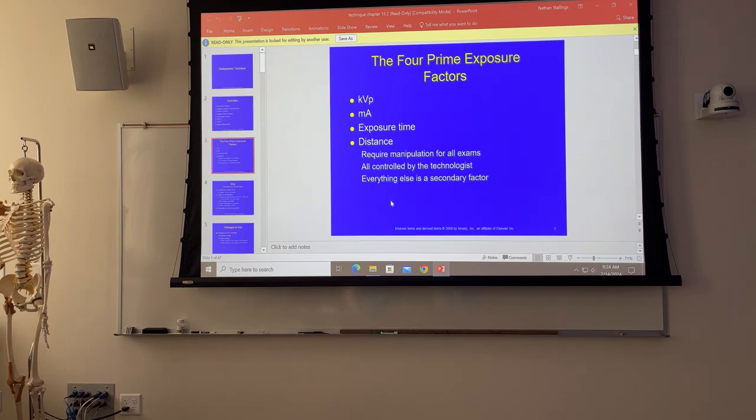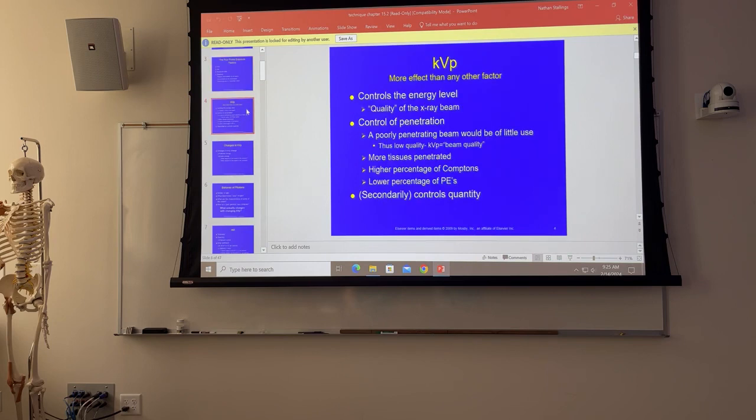So some do affect image receptor exposure directly, some inversely, and some in a way that you can't make an exposure with specific techniques. So that's what we're going to talk about today: secondary exposure factors. So KVP, just to run back through it, KVP is what we use to control the quality of the X-ray beam. There are other ways that quality is controlled, and we'll talk about some of those here in a bit. But KVP is what we use.